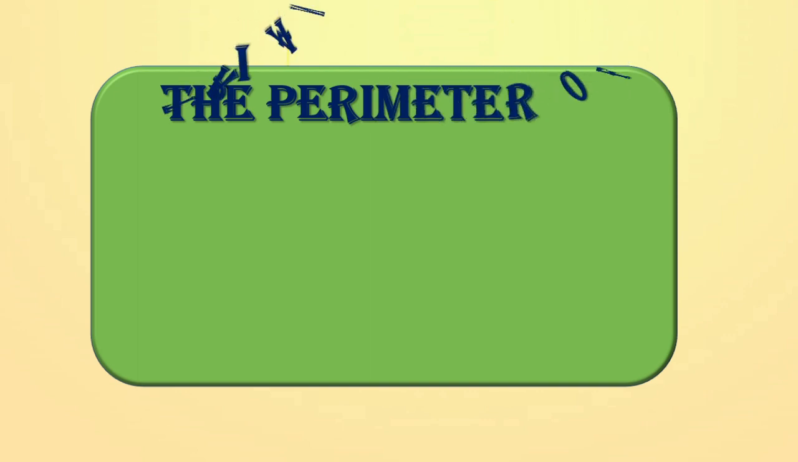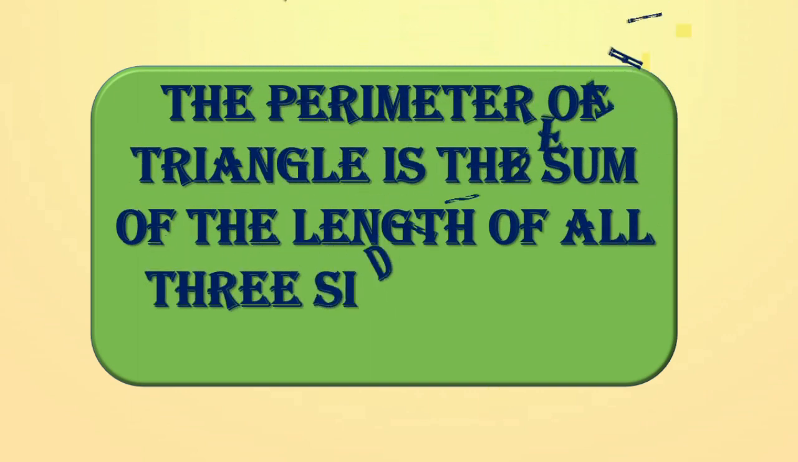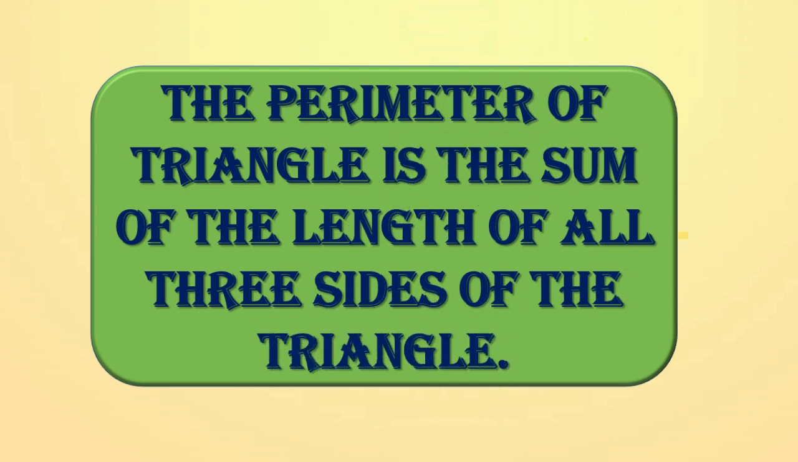Before that, we will read this. The perimeter of a triangle is the sum of the length of all three sides of the triangle. Because a triangle has only three sides, the statement is the same: the sum of the lengths of the sides of that shape. Here three sides are there, so three sides we have to add. Okay?